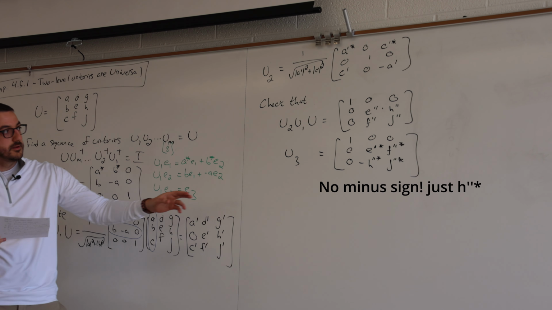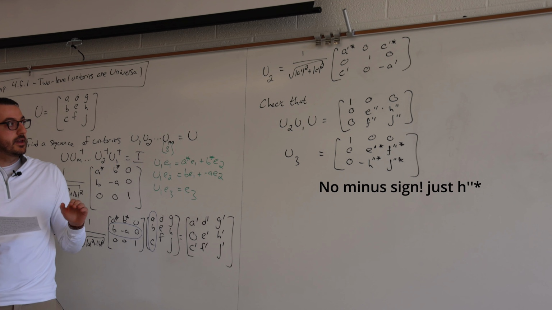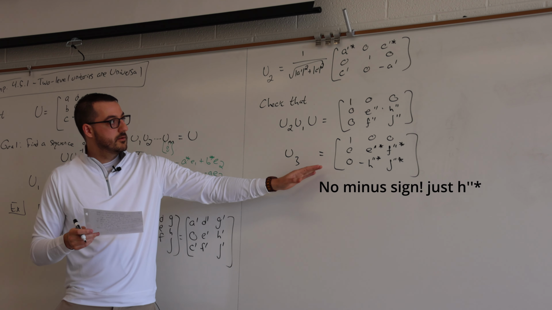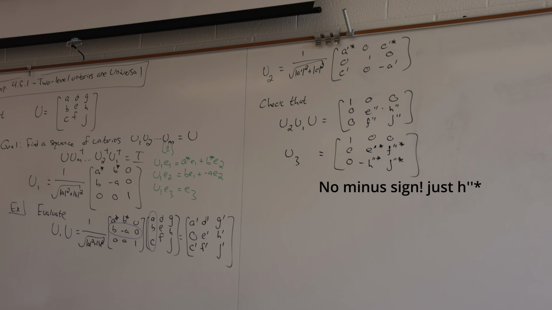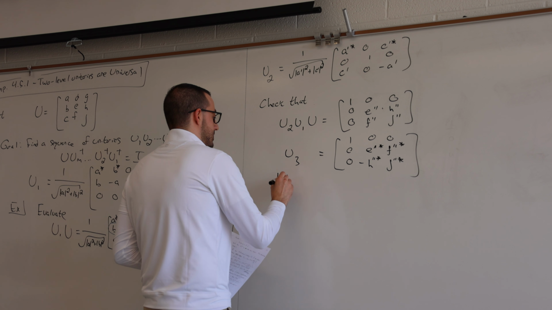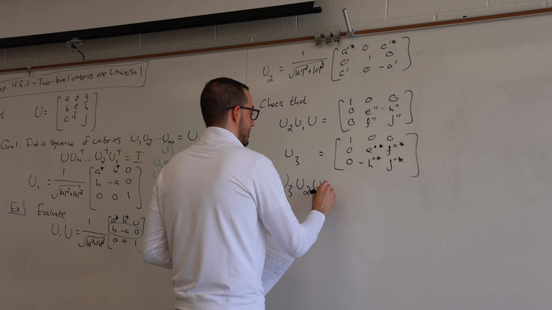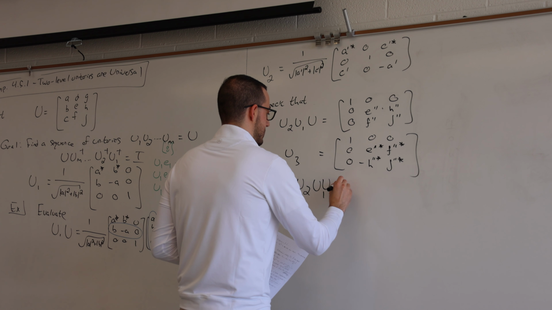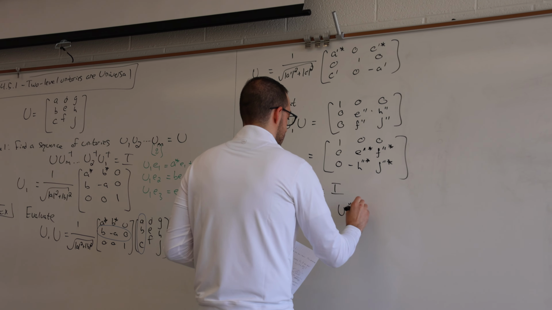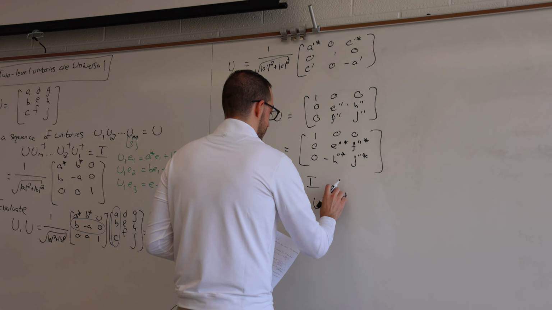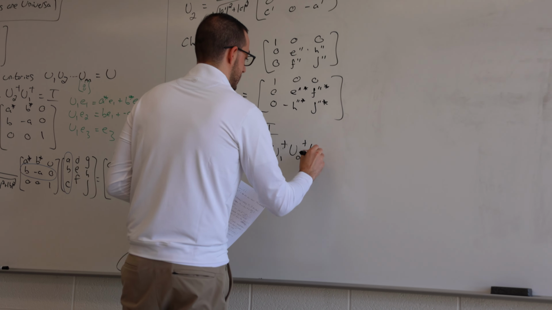You might have to modify this a little bit. But point being, it'll again be a two-level unitary. When we multiply by this, we'll get the identity matrix. And you might have to normalize this as well. So finally, what we have is that U3 times U2 times U1 times U is equal to the identity, meaning that U is equal to U1 inverse, U2 inverse, U3 inverse.